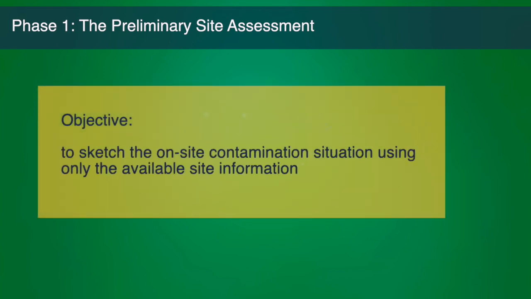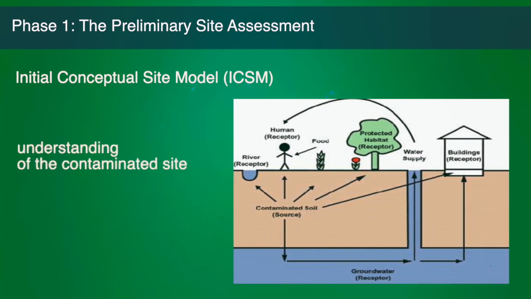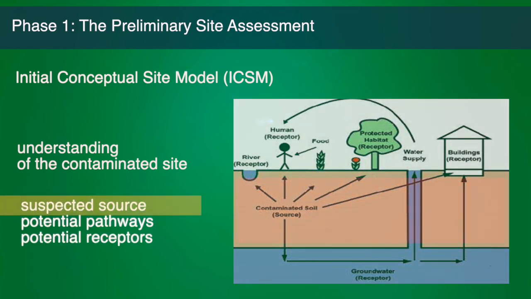We start with Phase 1, the preliminary site assessment. The objective of Phase 1 is to sketch the on-site contamination situation using only the available site information. To report this, we use the Initial Conceptual Site Model, ICSM, the first deliverable of Phase 1. The ICSM describes your understanding of the contamination site using as many figures, tables, and pictures as possible. The ICSM contains the suspected source or sources of the contamination, the potential pathways of the contaminants from source to receptor, and the potential receptors.